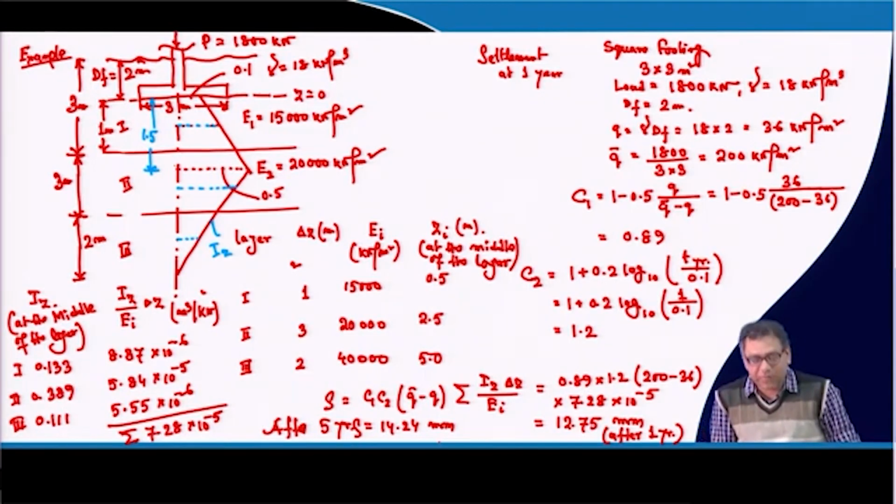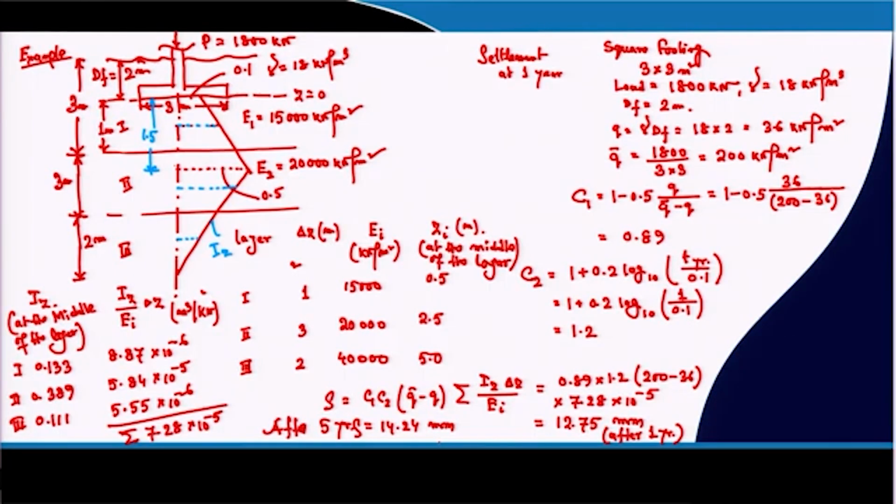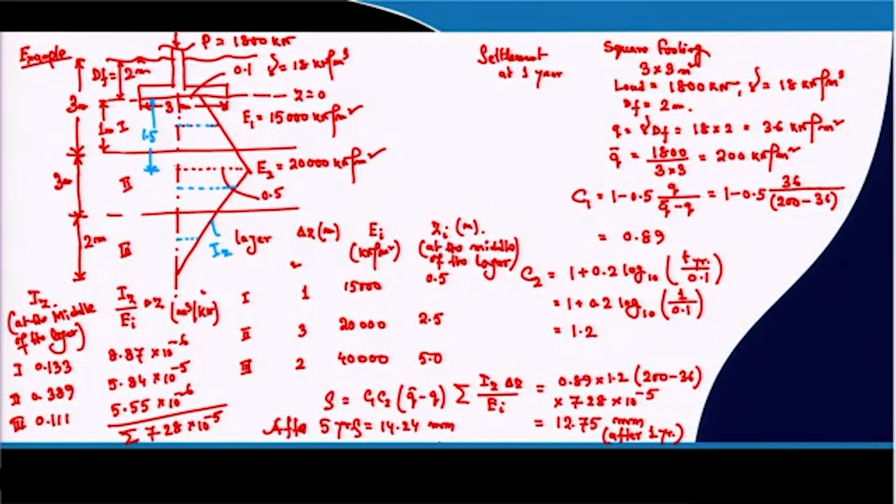So this is the procedure. You take the different layers, then draw the influence line depending upon your foundation, then at the middle of each layer you calculate the Iz value by linear interpolation, because you know the values at two endpoints and you know the distance. Then add all the Iz terms, multiply the other factors, and you will get the settlement at the respective year.